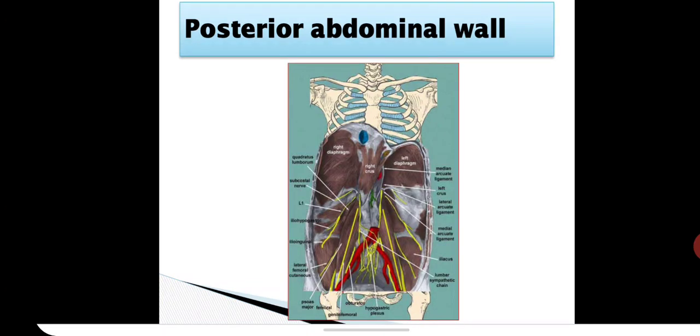So over the quadratus lumborum, if you dissect underneath the thoracolumbar fascia, you will get the iliohypogastric, ilioinguinal nerve and subcostal nerve. That is shown in this image. So this is how the kidney is more closely related to the posterior abdominal wall, if you approach the kidneys from the posterior approach.